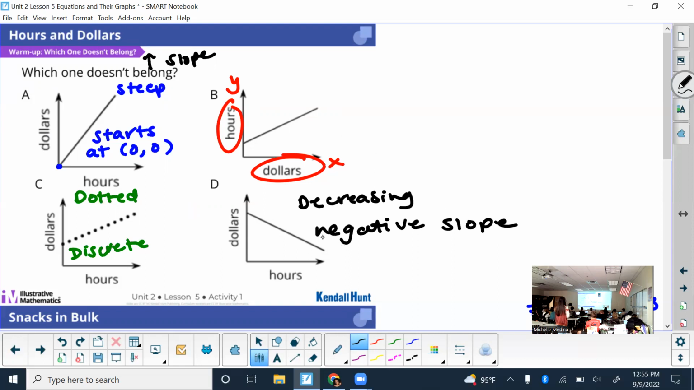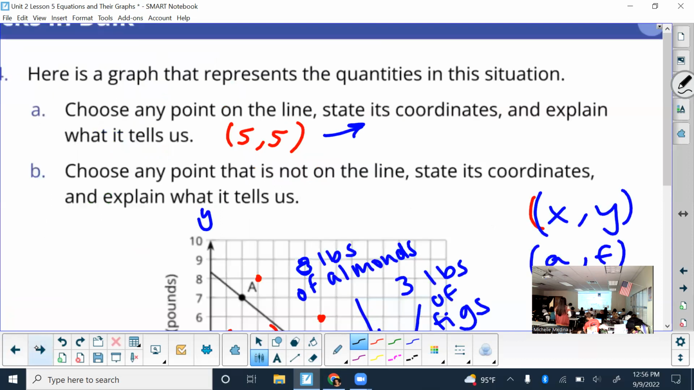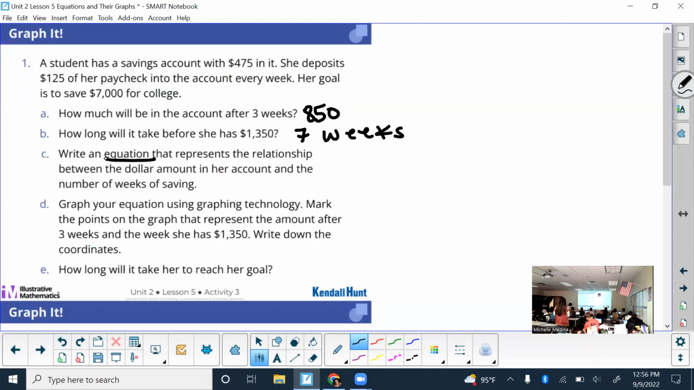Think about what we talked about. You guys knew that this was a negative slope. What equation best matches these lines? All right, maybe we'll revisit it. Part of this was writing the equation. So who has the equation that represents this situation that's listed up here? Michael? I have 475 plus 125 W. So that will help us find her goal.